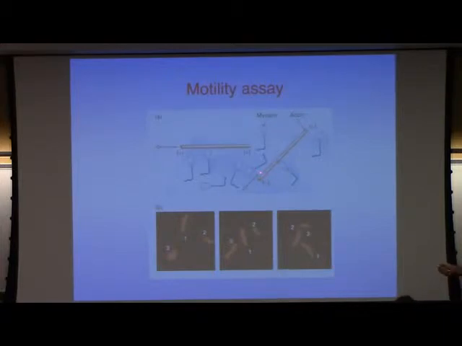Then you have something called a motility assay. You can take the myosin, and the tail regions will stick to glass. It's one of these lucky coincidences that the tail regions stick to glass and the head regions pop up. Then you can put thin filaments on this, fluorescently label them so you can see them, and watch them move around.